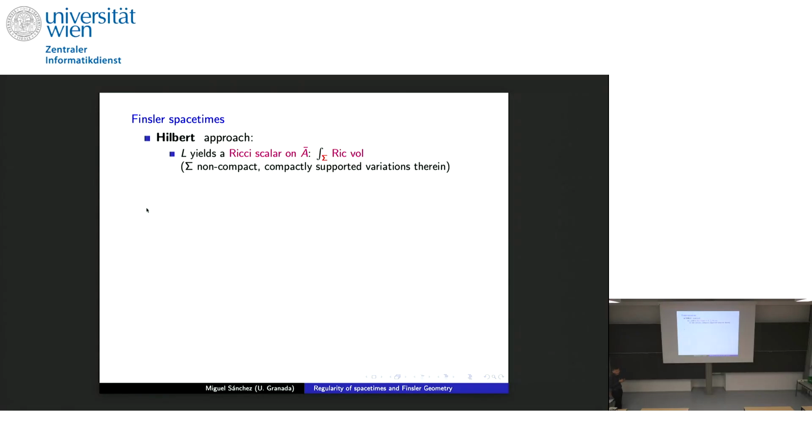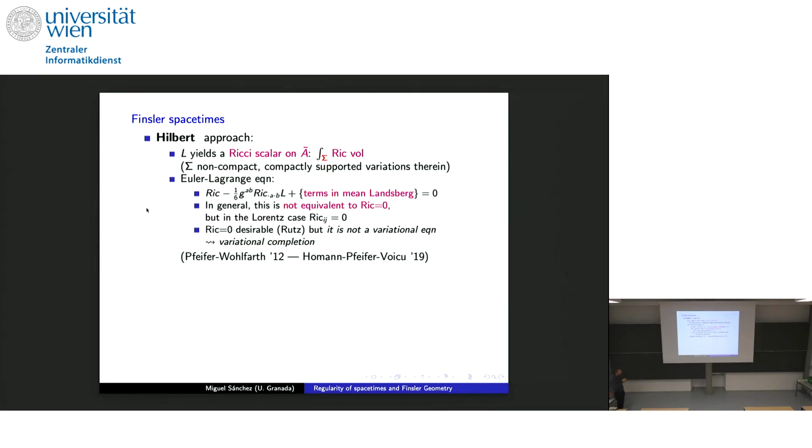In the case of Finsler spacetimes, one can try to make something similar. Okay? Then, in the case of a Finslerian manifold, the Ricci tensor gives a Ricci scalar which lives on the tangent bundle. But well, we can integrate this Ricci scalar on the indicators and then make something similar to the Hilbert functional. The Euler-Lagrange equation has some parts which are as in the classical case, and other terms in which a tensor will appear, called the Landsberg tensor, which is characteristic of Finslerian geometry. Noticeably, these equations are not equivalent to Ricci equal to 0, even though, of course, in the Lorentzian case, this is equivalent to the Ricci tensor equal to 0. By the way, the Ricci tensor equal to 0 is a derivable equation, but it is not a variational equation.